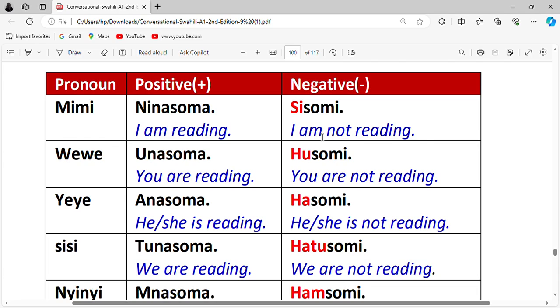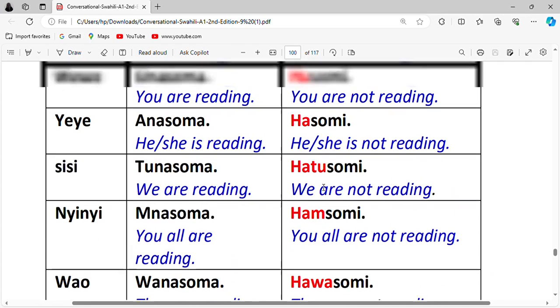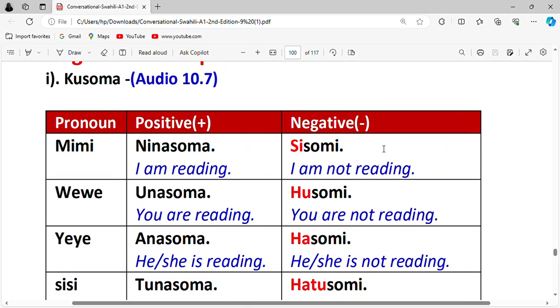One last thing is that ninasoma. You see the present tense marker is na in the positive form. We don't have that na in the negative forms. Check all the sentences, we don't have na. Okay? In the present tense. Most students, they will do what? They will forget and say sinasoma or sinasomi.